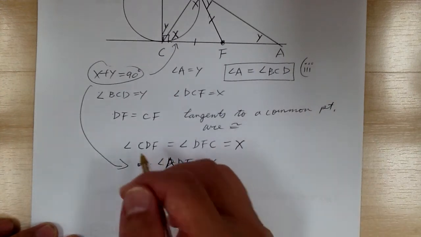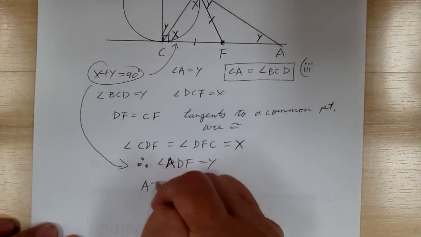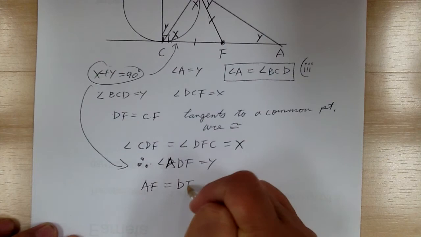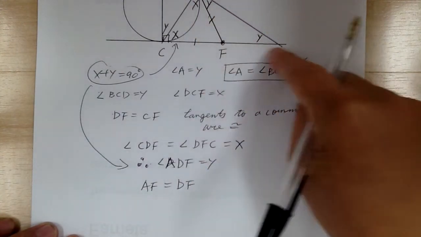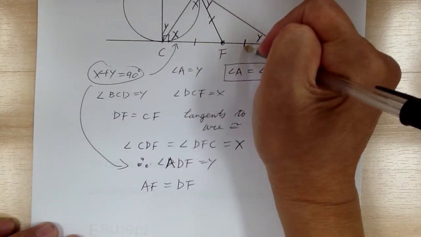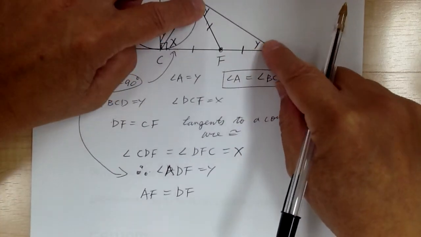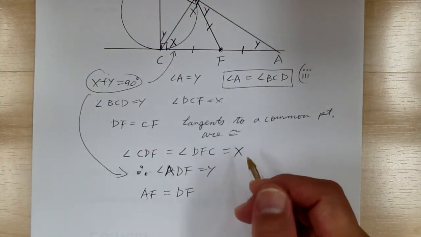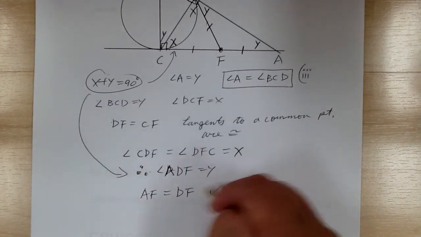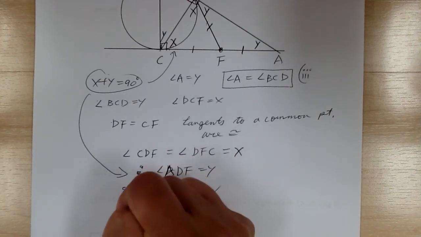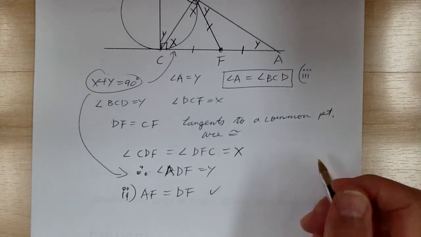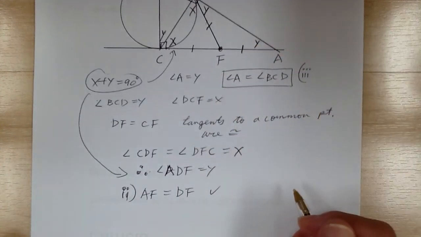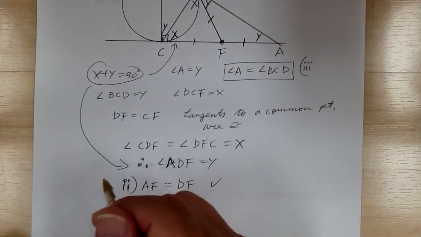Then we can see that next one is AF equal to DF. So AF will equal DF because they are facing the congruent angles. And so this is your second thing you have to prove.